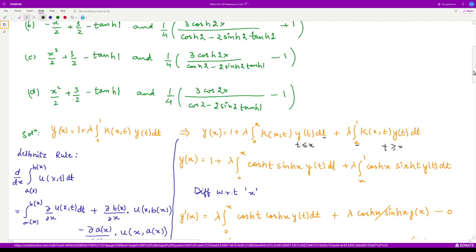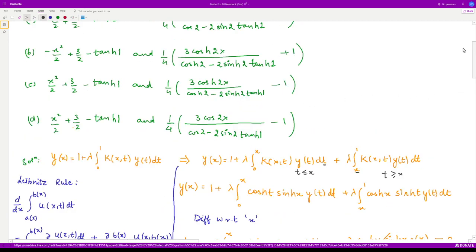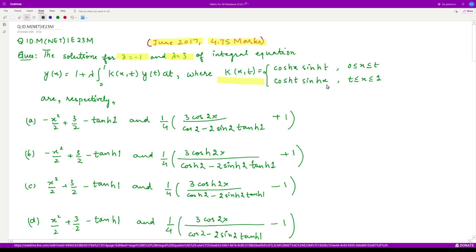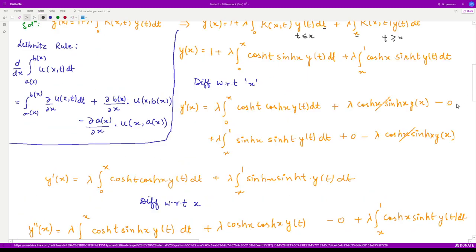So t less than or equal to x means what? T less than or equal to x means cos hyperbolic t sine hyperbolic x, and in the next we'll write this one, right? So let's see. So we have 1 plus lambda integral 0 to x cos hyperbolic t sine hyperbolic x. This is in the first case, and this thing in the second case. We just put the value of the kernel respectively. Then now we have this integral equation.